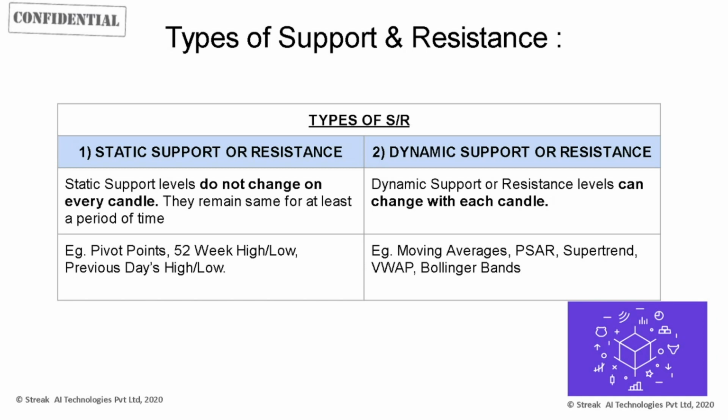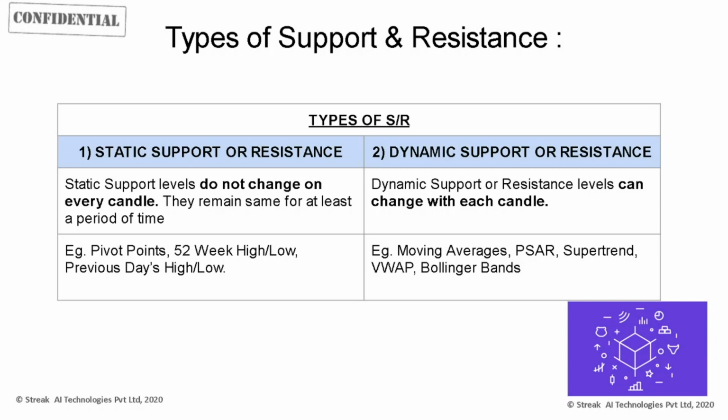Types of support and resistances. There are static support and resistances and dynamic levels. Static levels do not change with the formation of new candles. They will remain the same, at least for some time. Whereas dynamic support or resistance levels constantly keep changing. For example, moving averages, although they lag behind the price, ultimately move in the direction of the price, so they keep changing their values as new candles are formed.